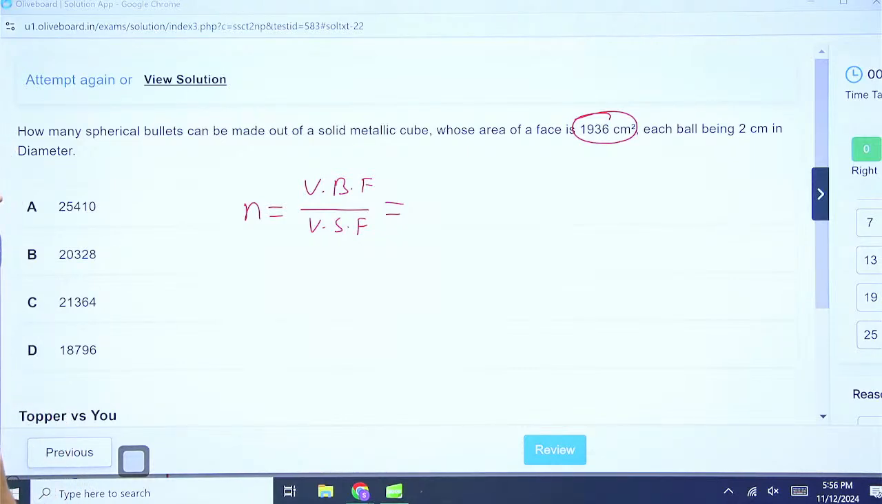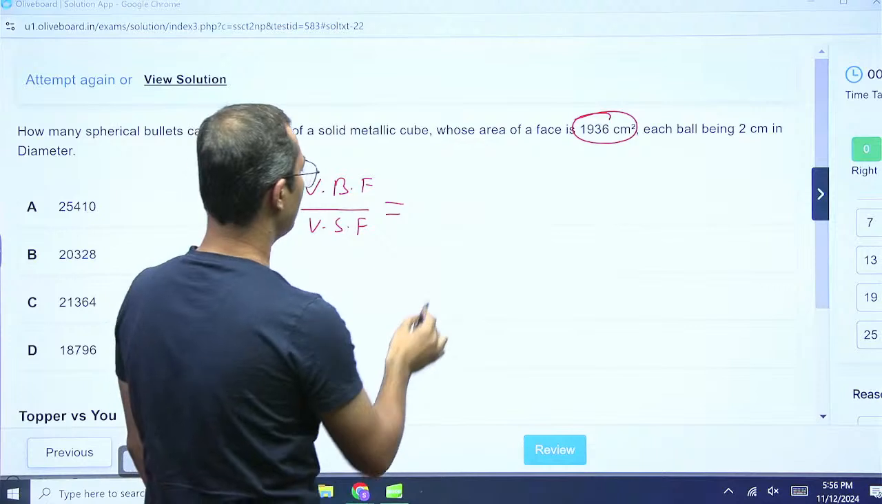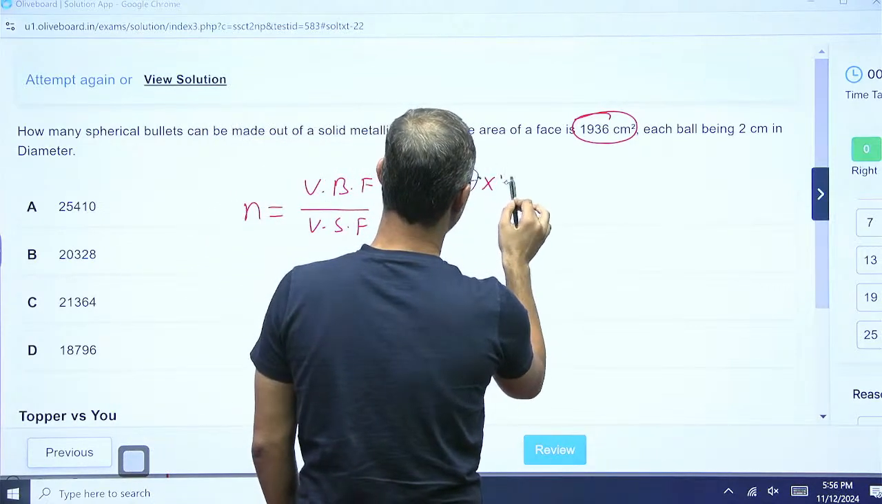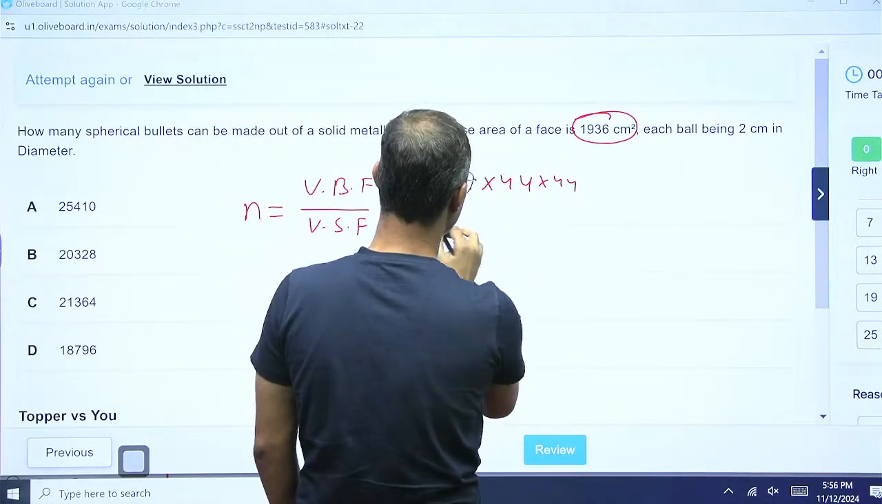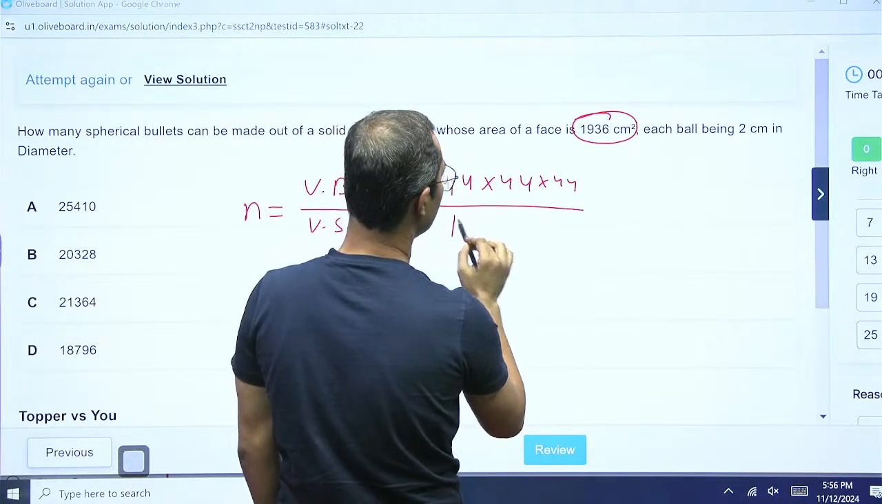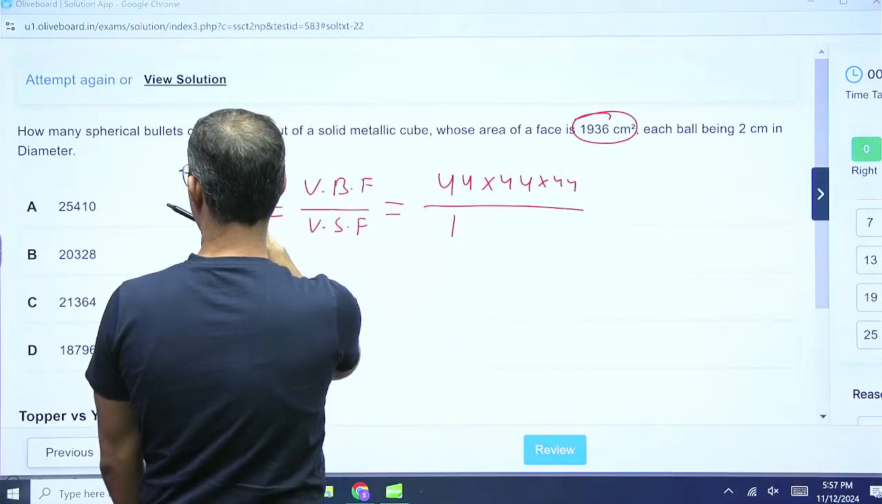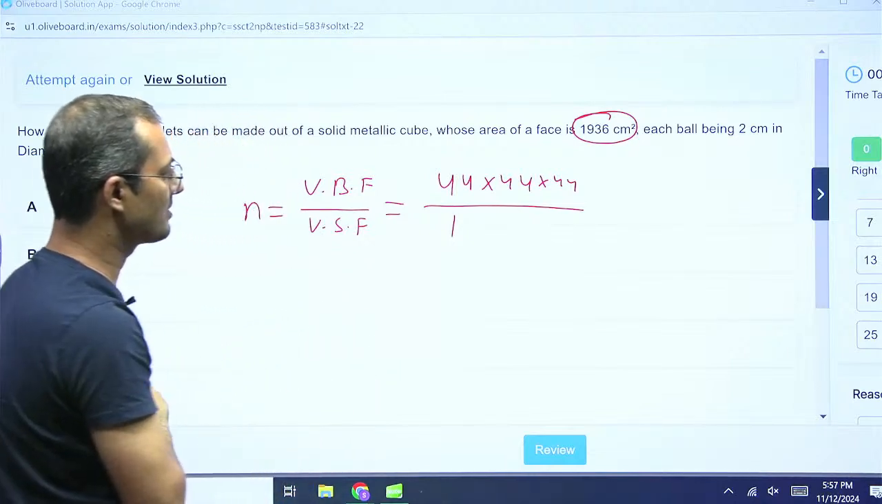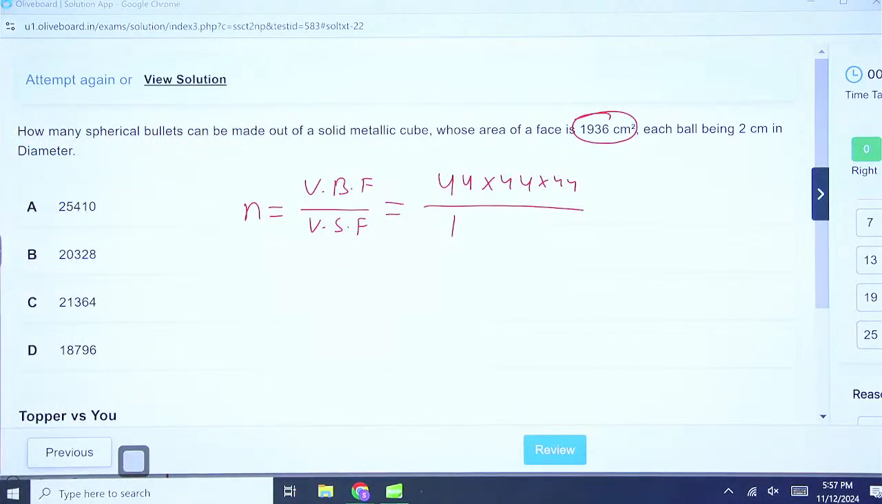So face area, so here we will get the radius would be equal to how much? After calculating we will get 44, I think. So here we will get 44. So 44 into 44 into 44, because the constant part will be cancelled out, and the radius for how much? Diameter is 1. Diameter is going to be 1.